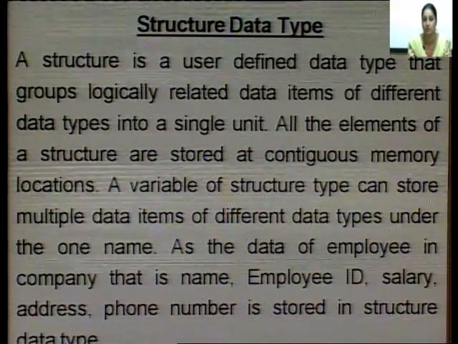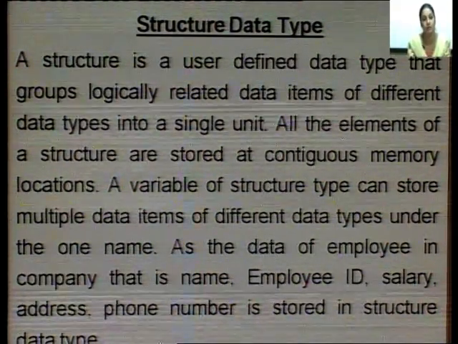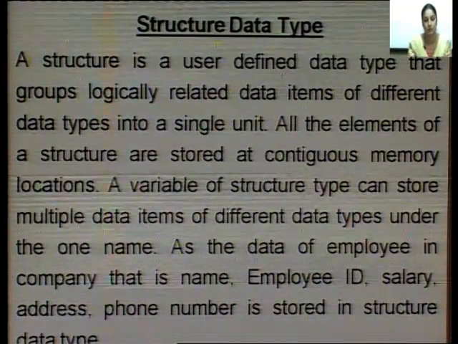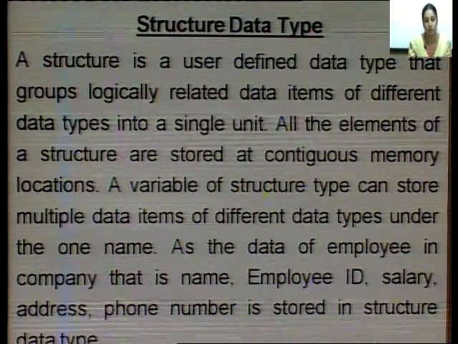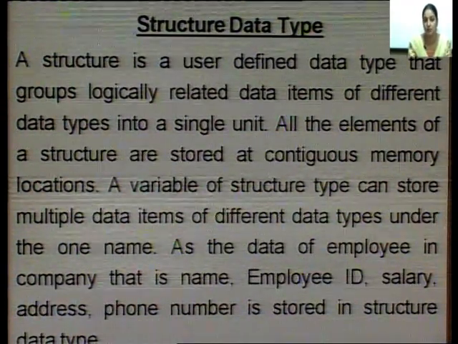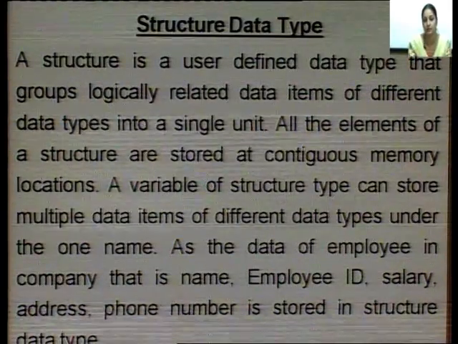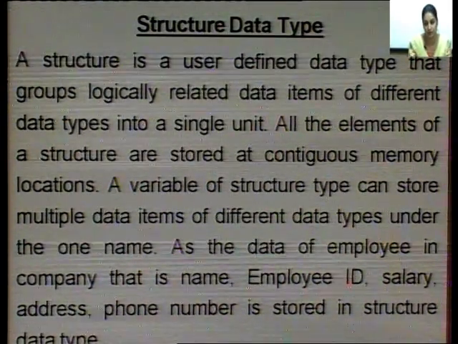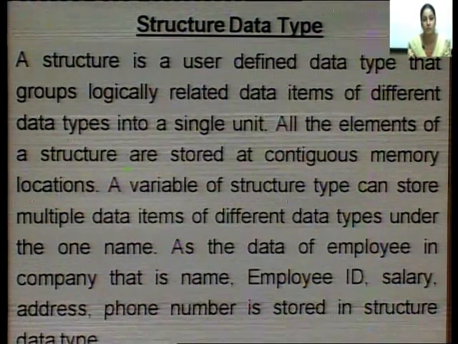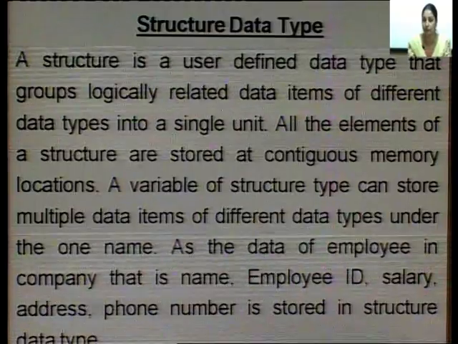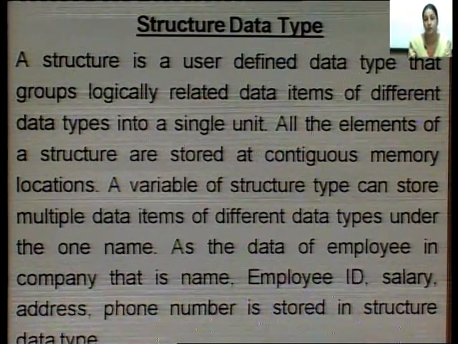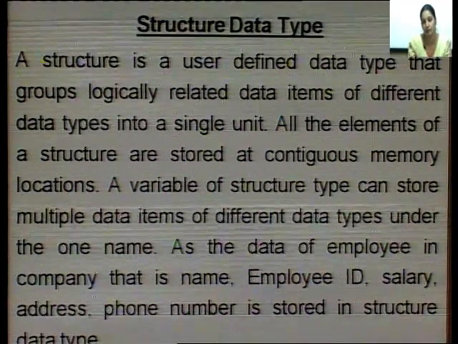All the elements of the structure are stored at contiguous memory locations, one after another. When we want to store the data into the structure, they are stored one after another. There is no other way the structure is stored in memory. A variable of structure type can store multiple data items of different data types under one name. Under one name, we can store different values for different data items.